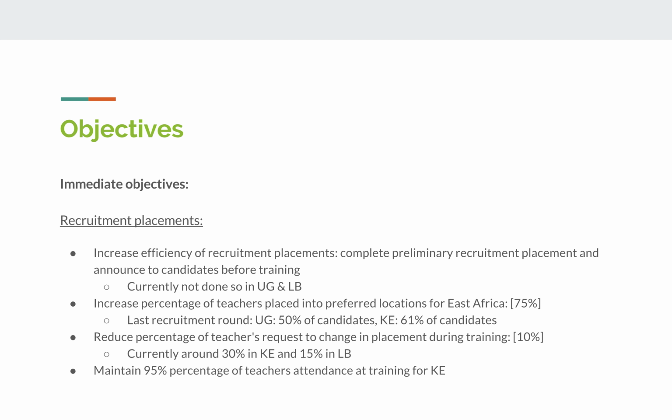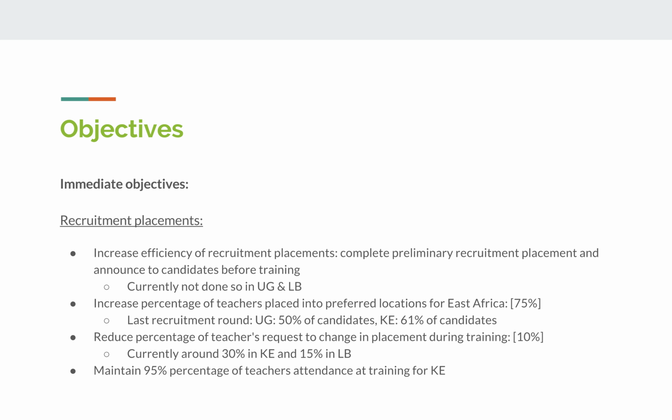So for the immediate objectives for recruitment placement, the first one is to increase the efficiency of the recruitment placement. And that is also to complete the preliminary recruitment placement and to announce the candidates before training starts. That is currently not the case in Uganda and Liberia, because resource-wise, this is quite difficult to do. But with the placement tool, hopefully we can increase efficiency so they can actually do the preliminary placement before the training.